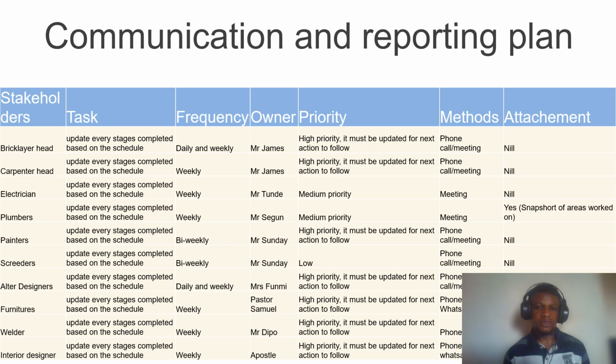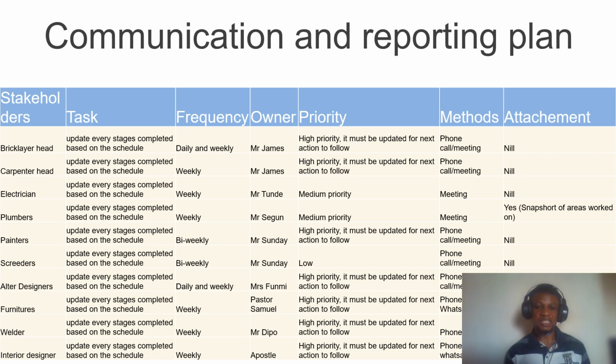In terms of their priority, all of these have been covered as well. The screeders also have to provide updates to Mr. Sunday, but the priority is quite low, because the screeding work is something that one can easily see, and if it has not been properly done, it's usually obvious, right? And so the method of communicating with the person in charge is through phone call or meeting. This can be done during weekly review meetings.